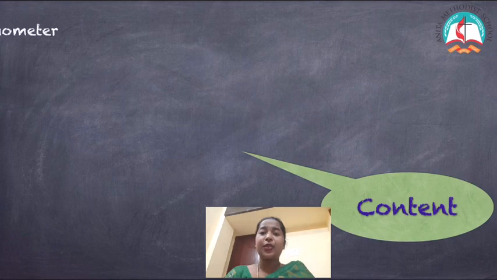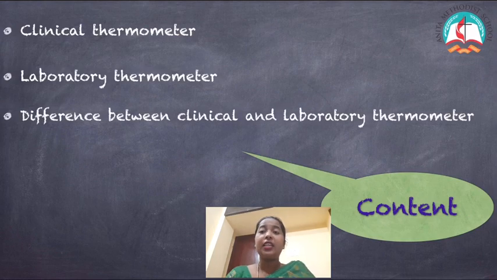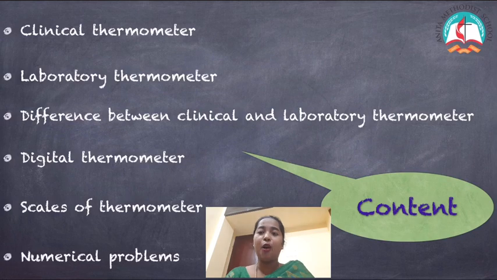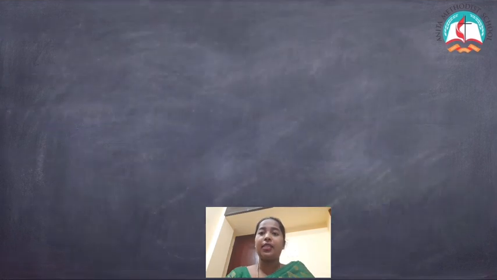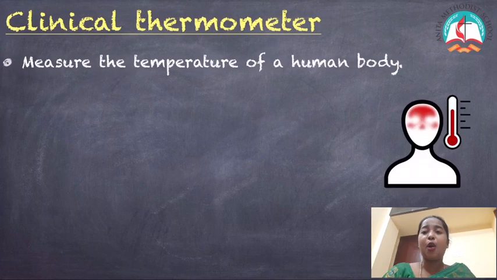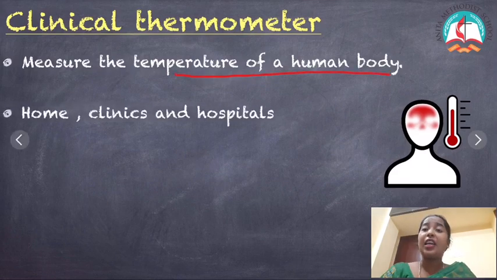So let us start with today's content. Today we are going to see about clinical thermometer, laboratory thermometer, difference between clinical thermometer and laboratory thermometer, digital thermometer, scales of thermometer and numerical problems. Let us start with the clinical thermometer. Clinical thermometers are meant for clinical purposes. It is used to measure the temperature of a human body. Clinical thermometers are used in homes, clinics and hospitals.